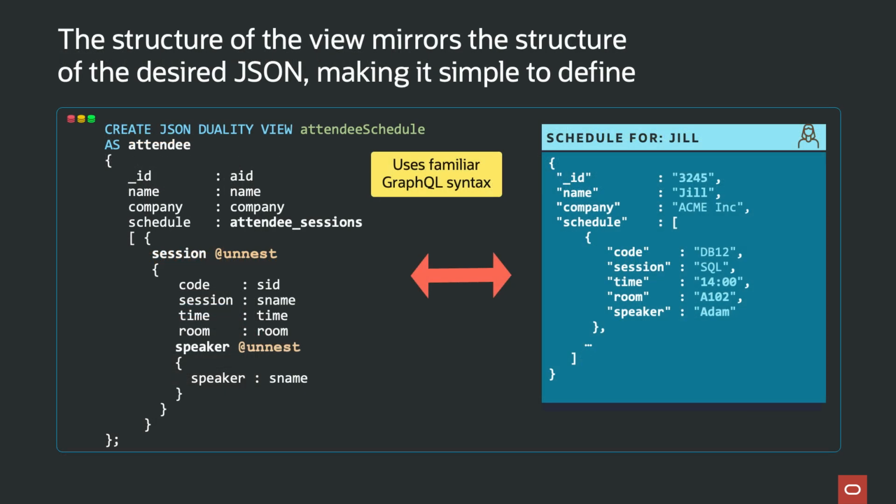We use the concept of a view, and it's a special view called JSON Duality View. This one is called attendee schedule because it solves the use case of showing the schedule for an attendee. On the right side, you see the JSON that this view generates. So you see it has all the values for an attendee with the information of the schedule, where the session takes place, who is the speaker, etc. And on the left side, you see how this view is defined using GraphQL syntax. You could also use a SQL way to define it, but the GraphQL syntax is a bit shorter, and it also reflects the structure of the JSON itself.